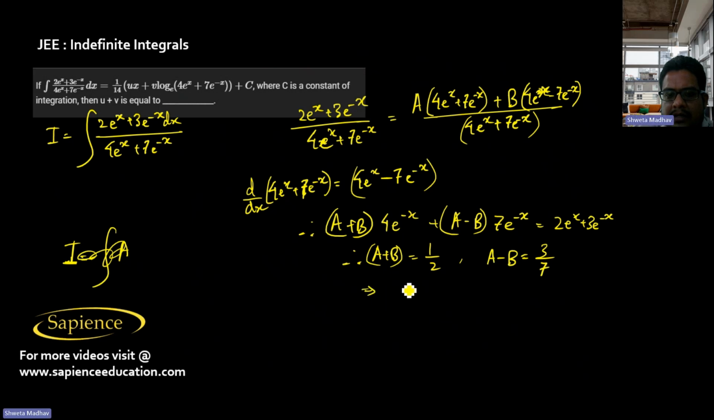So therefore, if we add them, then we get 2a, that is equal to half plus 3 by 7. That is equal to 7 plus 6 over 14, so this is 13 by 14. So a will be equal to 13 by 28.